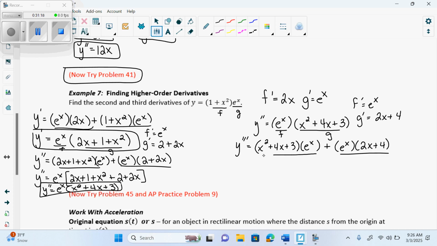Factor will always give me two terms. Of those two terms, I can take an e to the x out. And then I'm left with x squared plus 4x plus 3 plus 2x plus 4. And then I collect like terms. X squared plus 6x plus 7, which I cannot factor.